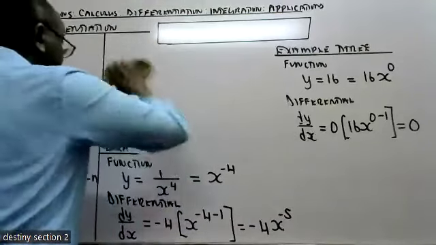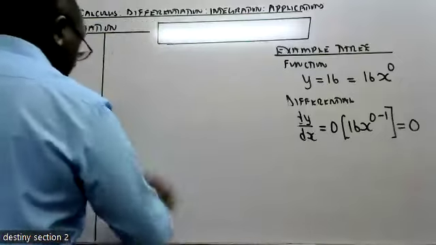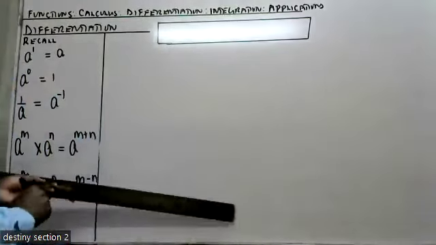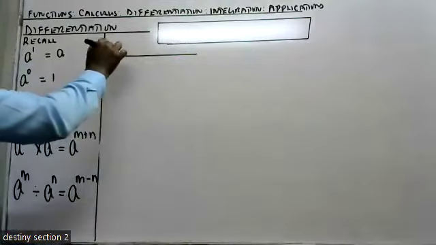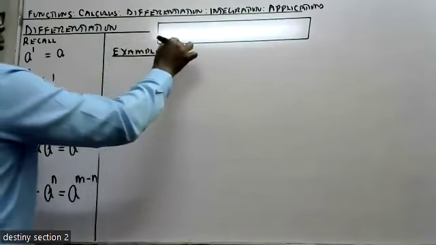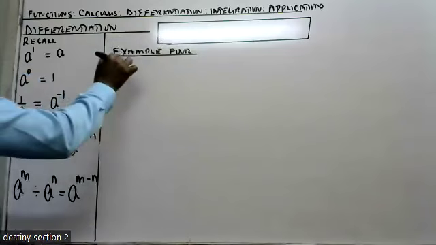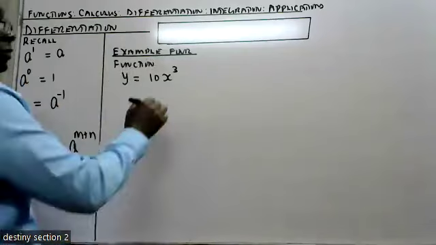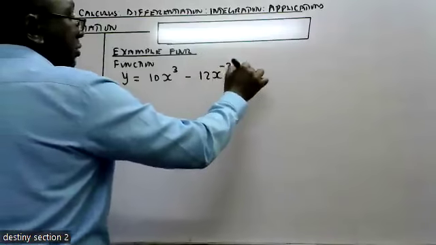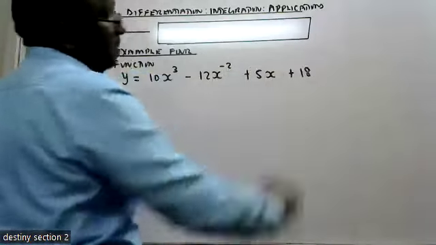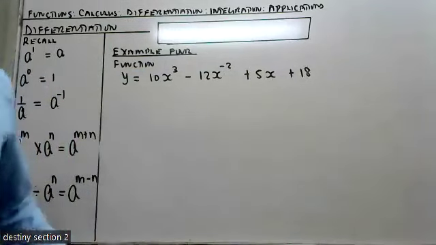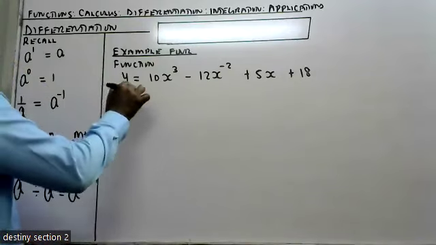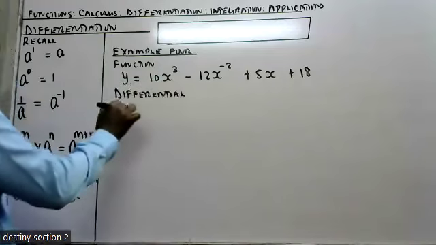So example 4. If the function is y is equal to 10x cubed minus 12x raised to the power minus 2 plus 5x plus 18. That is now what we call the plus minus rule. You do the same thing that we have done in getting the differential. You will say dy dx.